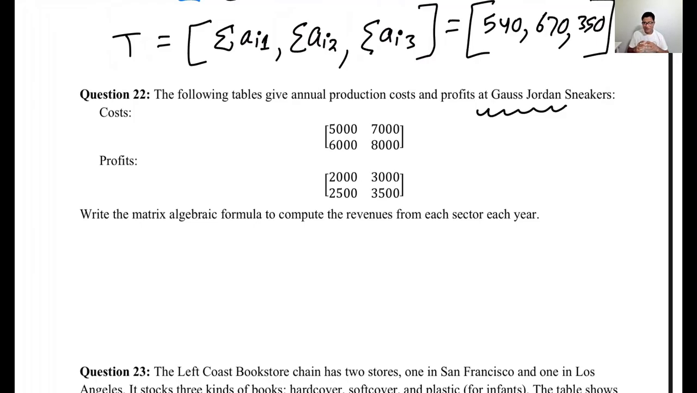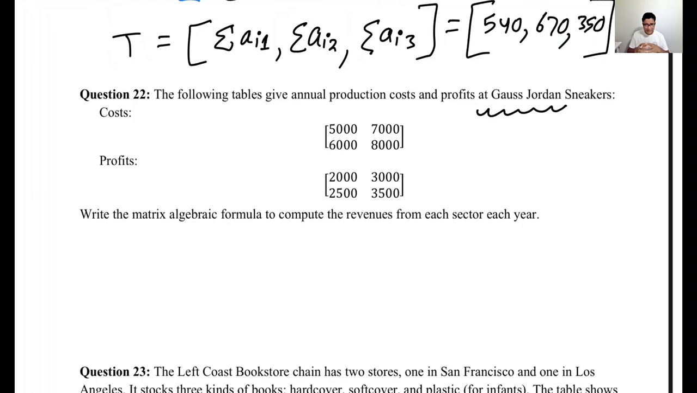We studied the Gauss Jordan elimination method. Okay, we're simply having fun here. Gauss Jordan sneakers. And so, what is given to you? You are given costs and profits. That might represent costs in different categories. That part is not explained in the question, so we will understand that.